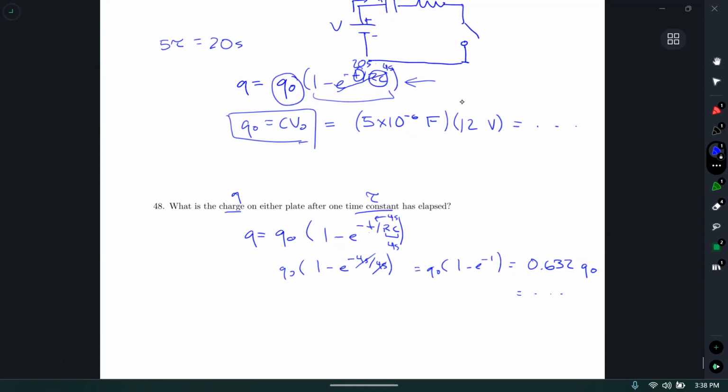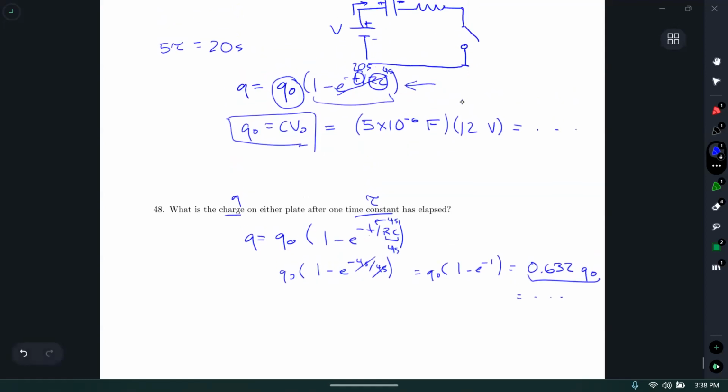Alternatively, we could remember this is sort of the definition of a time constant. It is how much time passes in order for there to be 63.2% of the final charge sitting on the capacitor. That's just in the notes, it's the definition.